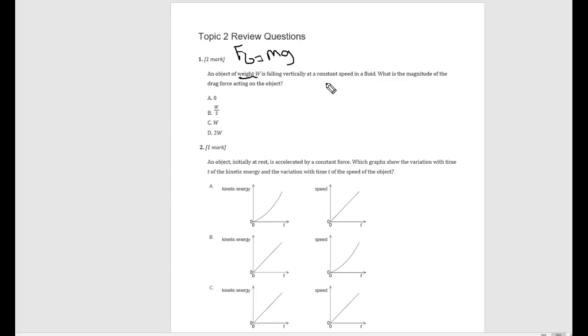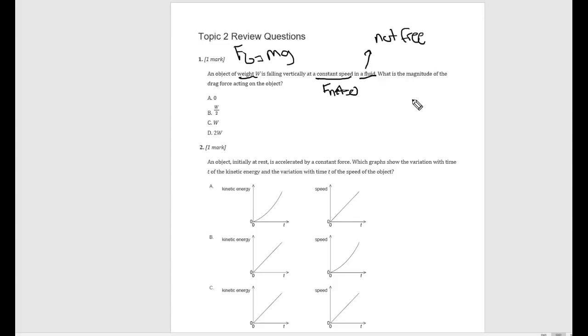Is falling vertically at a constant speed. That's important. If it's at a constant speed, because of Newton's first law, that means that the net force is equal to 0 on the object. Sorry, F net equals 0 is what that should say. Because it's in a fluid, we do not have free fall.